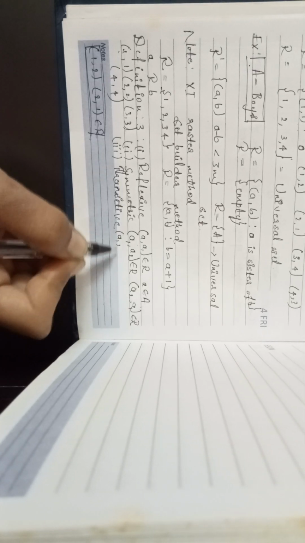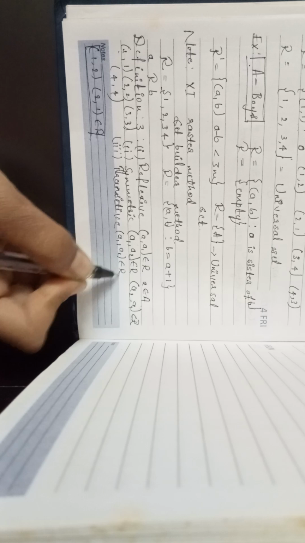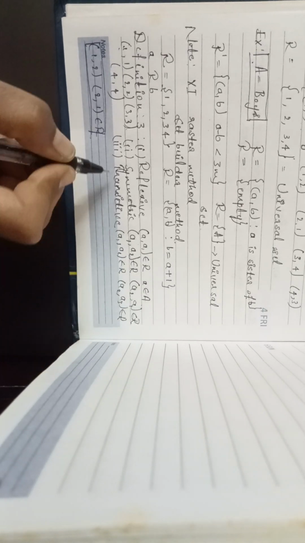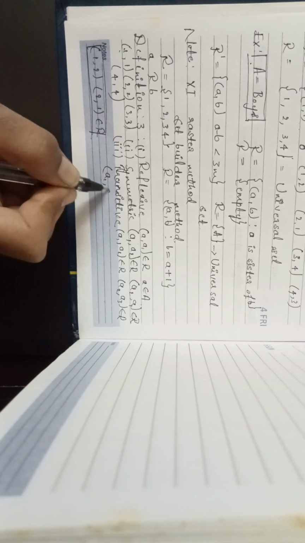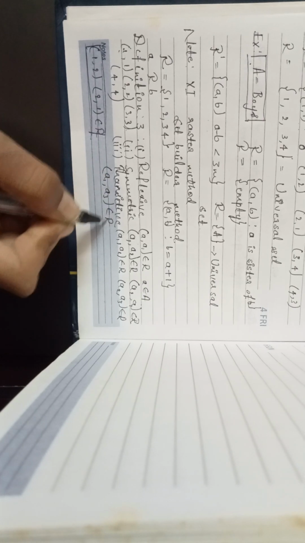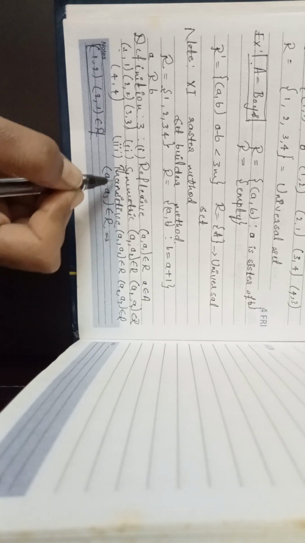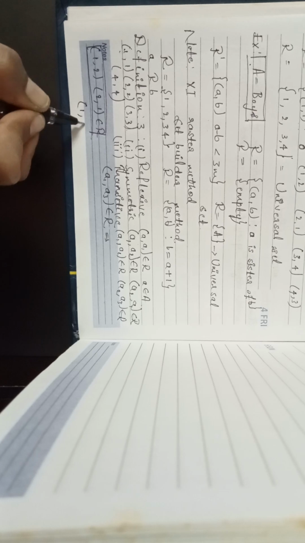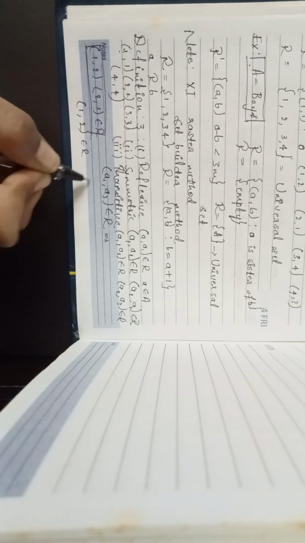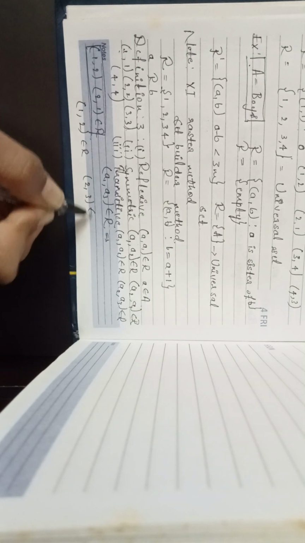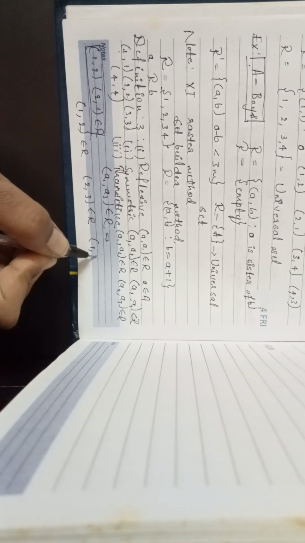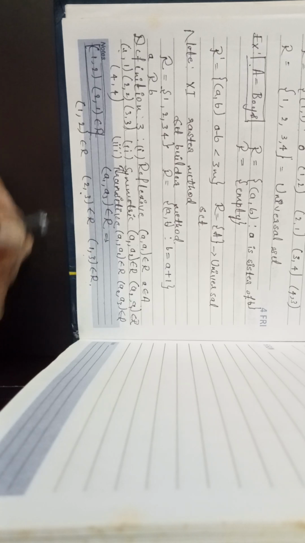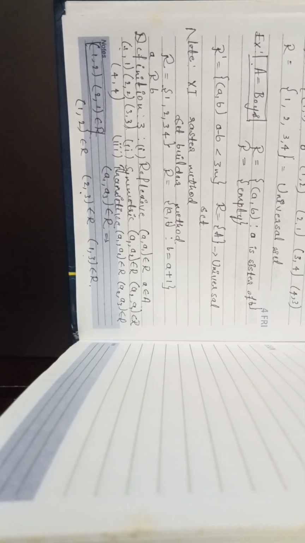Next, if (A1, A2) belongs to R and (A2, A3) belongs to R, and (A1, A3) also belongs to R, this we call a transitive relation. For this we can take an example. If (1, 2) belongs to R and (2, 3) belongs to R, then (1, 3) also should belong to R. This type of relation we call a transitive relation.